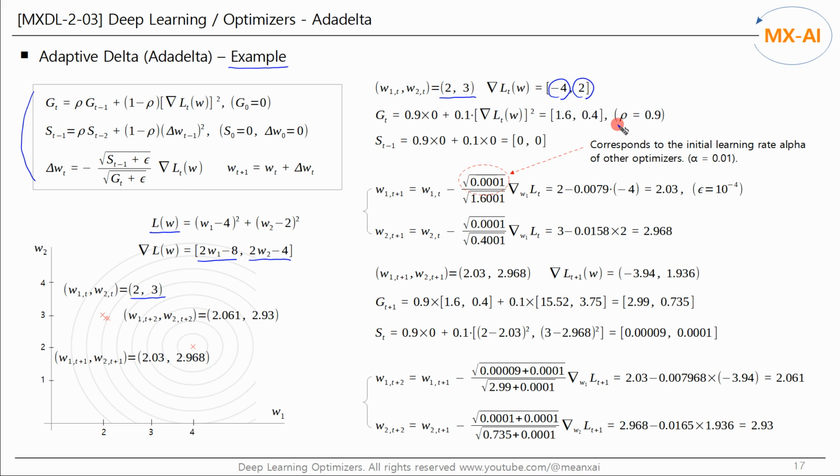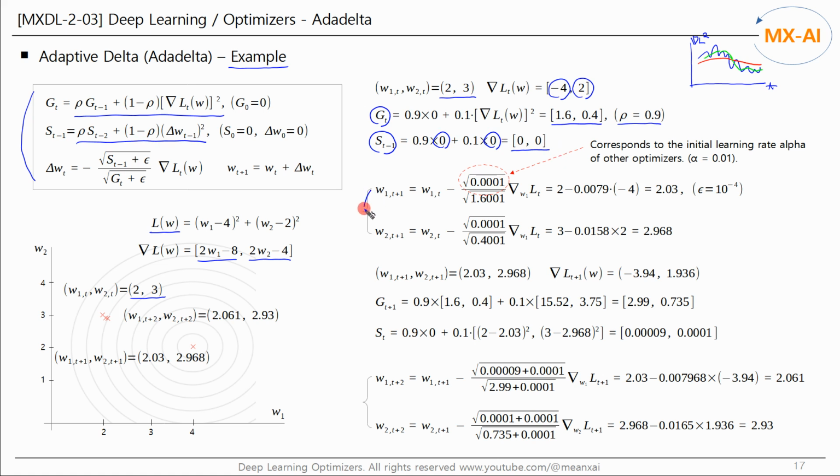Let's set rho to 0.9. If rho is set to a large value, G and S will change gently. But if rho is set to a small value, G and S will change significantly and the path may become unstable. First, let's calculate G using this formula. The vector G for W1 and W2 is 1.6, 0.4. Next, calculate S using this formula. The initial values of S and delta W are both 0. Then S of W1 and W2 are both 0.